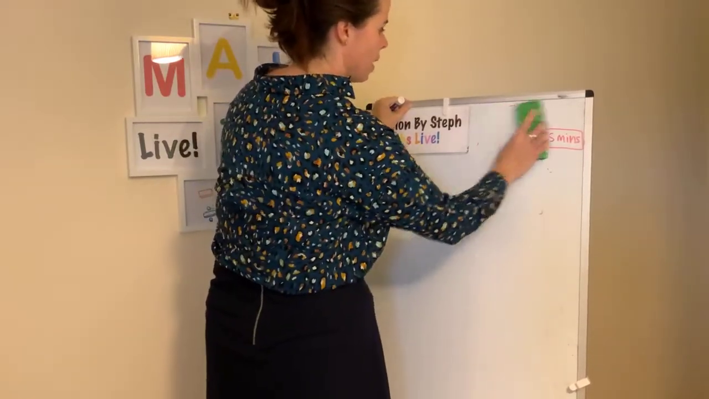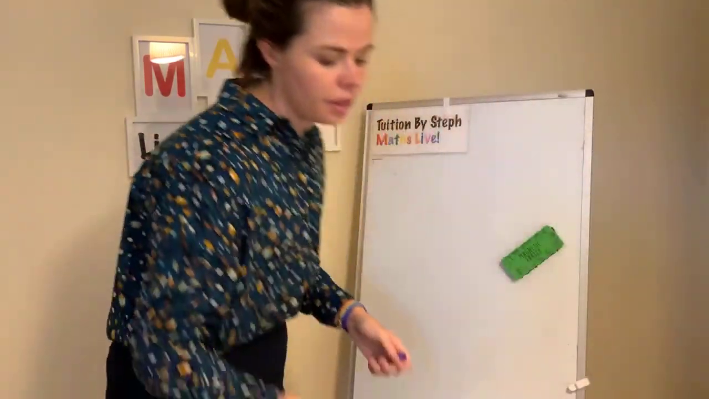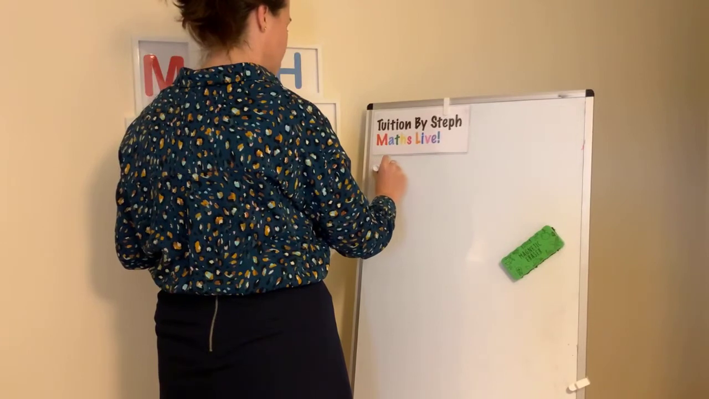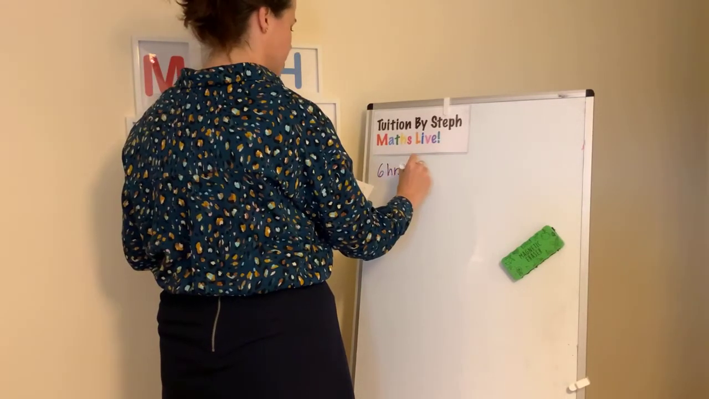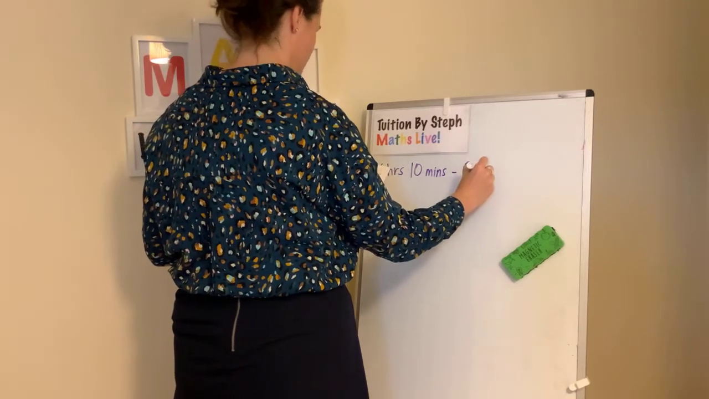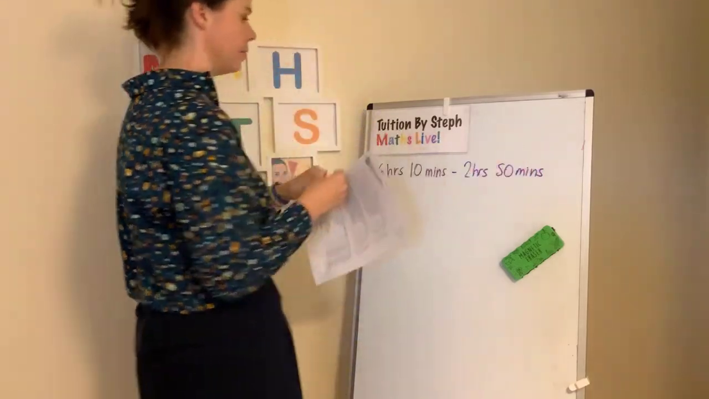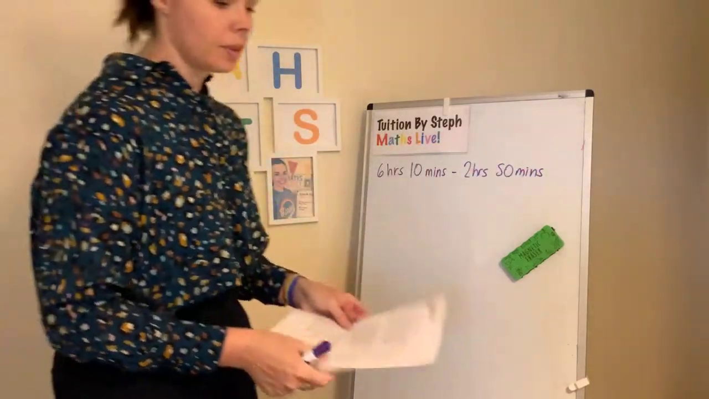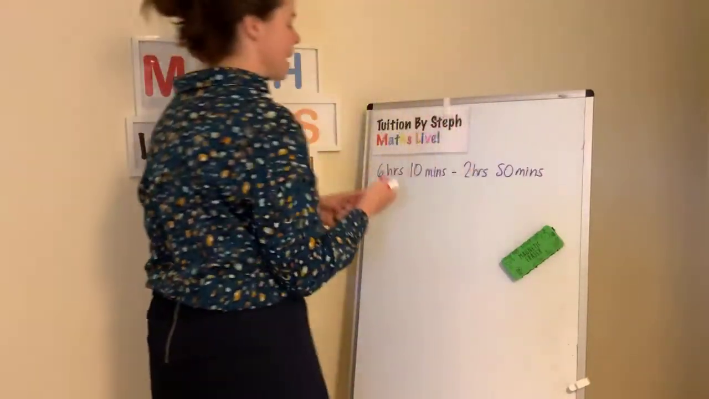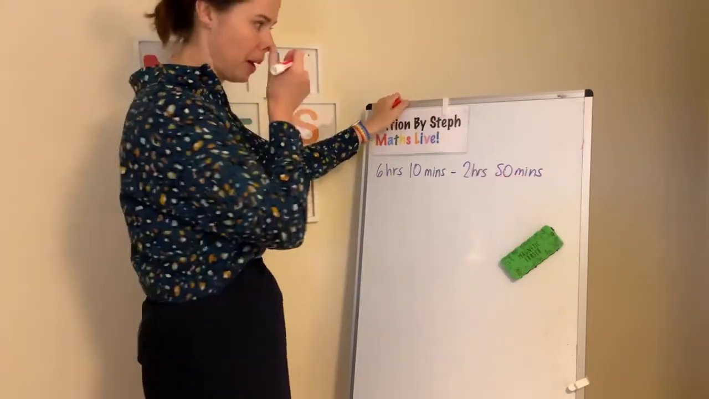So now we'll try the subtraction. Okay. 6 hours 10 minutes, take away 2 hours 50 minutes. Okay. So first of all, let's start with the minutes. 10 minutes, take away 50 minutes, okay?